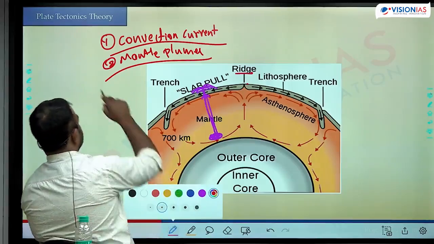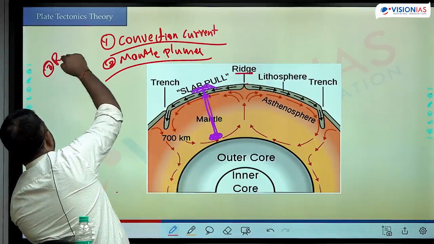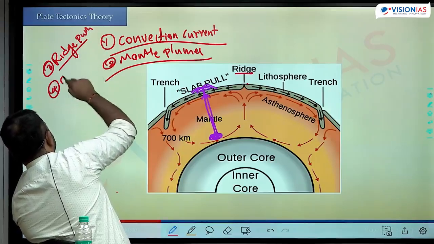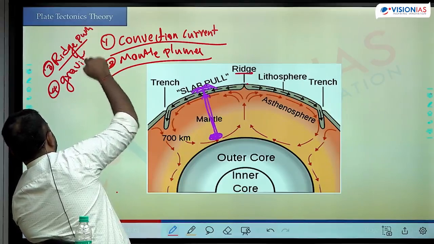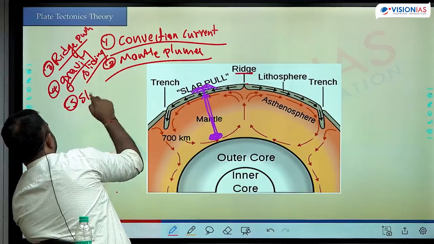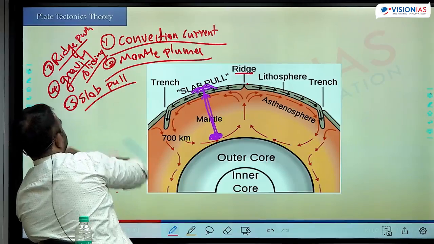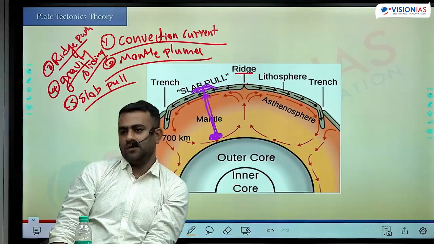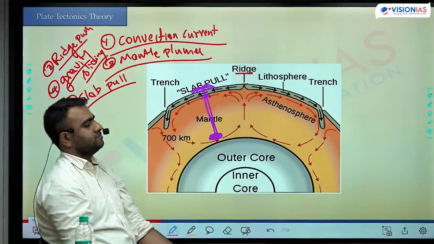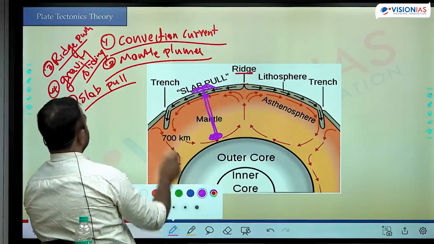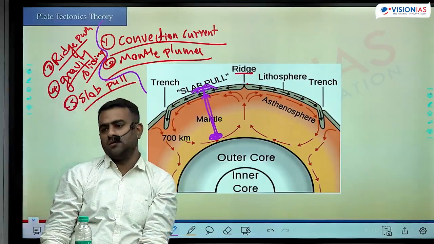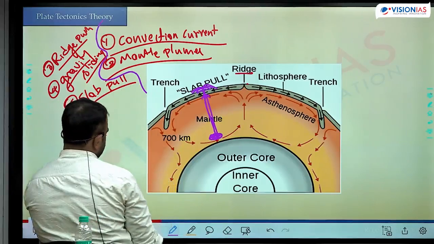Third one, ridge push. Fourth one, gravity sliding. Fifth one, slab pull. Ridge push, gravity sliding, slab pull. All three are related.